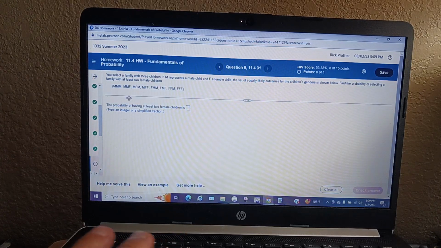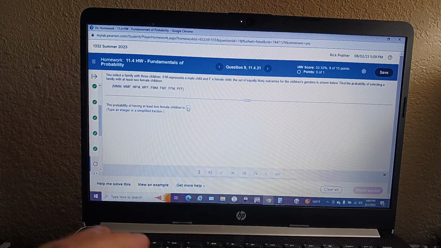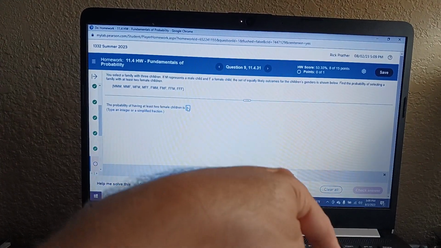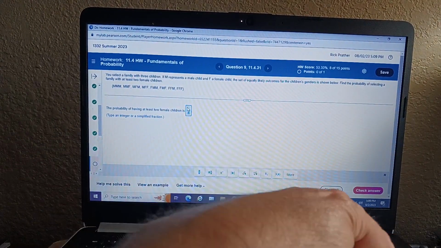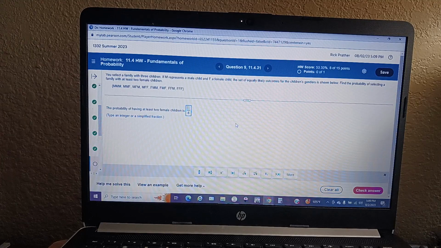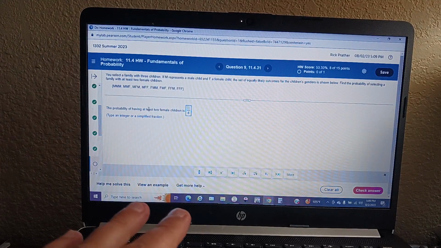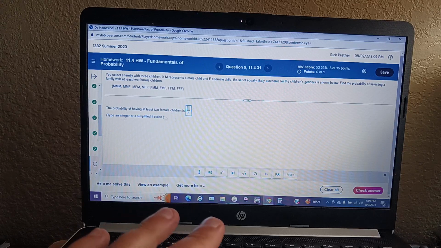Here's a family with 3 kids, so now there's only 8 possibilities. Just like if I flipped a coin 3 times, there'd be 8 possibilities. So 3 kids or 3 coins, it's going to be over 8, unless it reduces or comes out to an integer. So now they want how many have at least 2 female children, at least 2 girls.